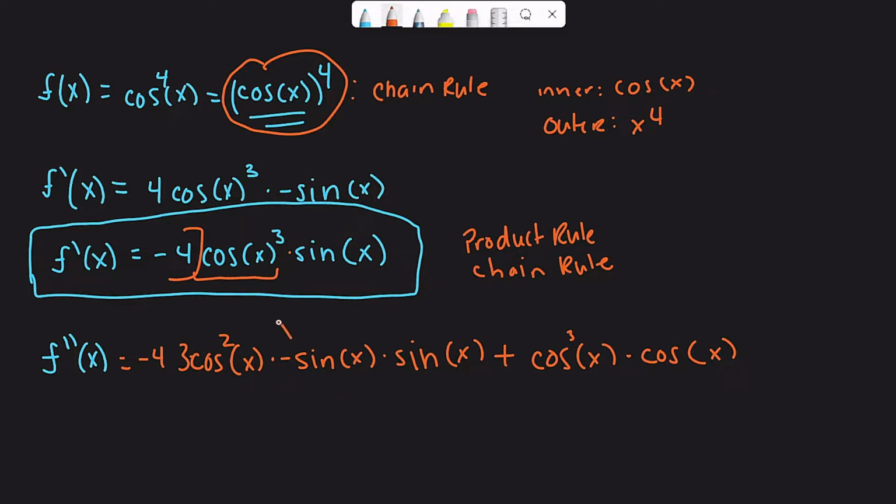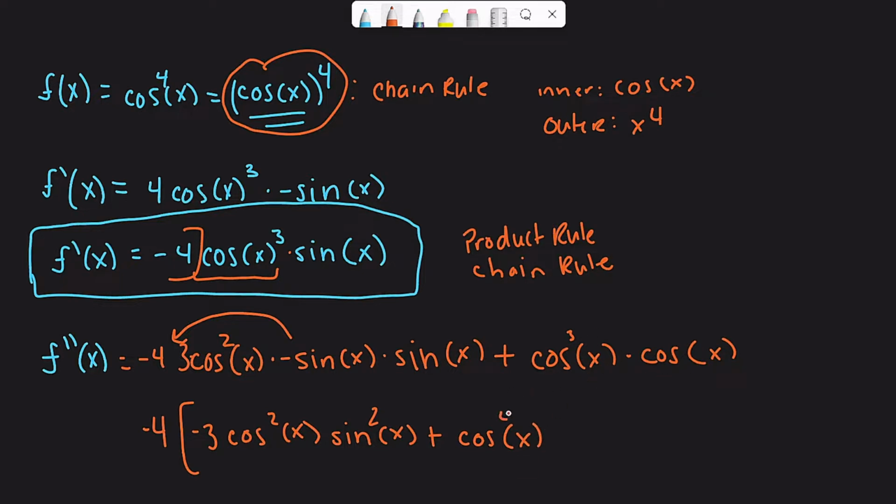We can move this negative sign to the front, and we get negative 4 times negative 3, and let's just rewrite this so I can see, cosine squared of x times sine of x times sine of x again, which we can just write as sine squared of x, plus cosine of x to the third power times cosine of x, so to the fourth power. And this here is our second derivative.